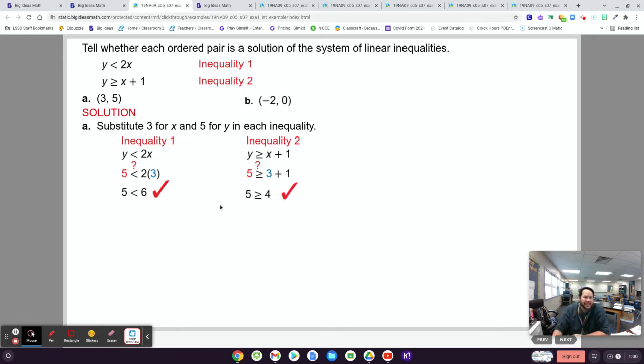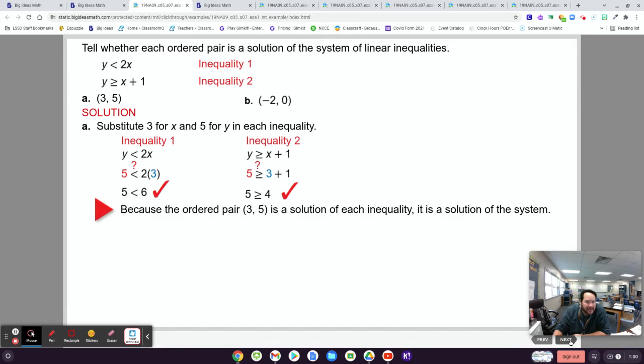Therefore, (3, 5) is a solution. Look at that. It is a solution to this system of inequalities. That will be in that shaded area where those two graphs overlap.